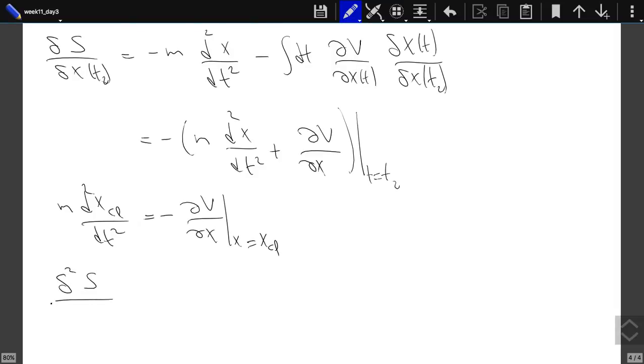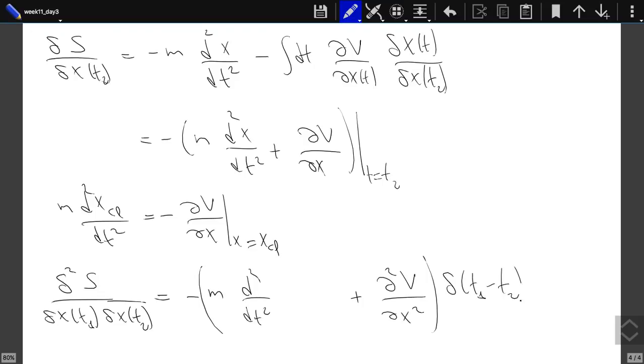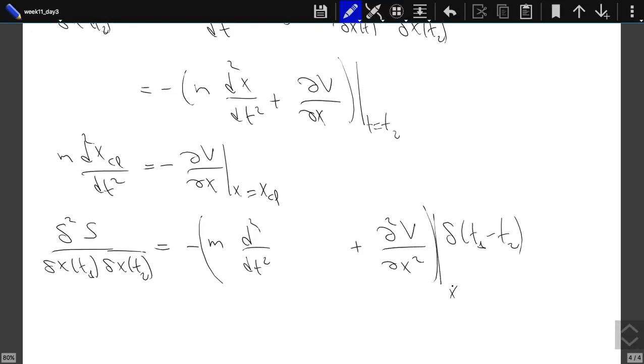Now let's take the second derivative. This is equal to minus m d squared by dt squared Dirac delta t1 minus t2, plus the second derivative of V with respect to x, again Dirac delta t1 minus t2, evaluated at x classical.